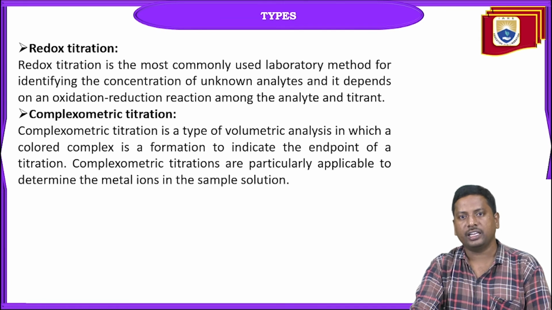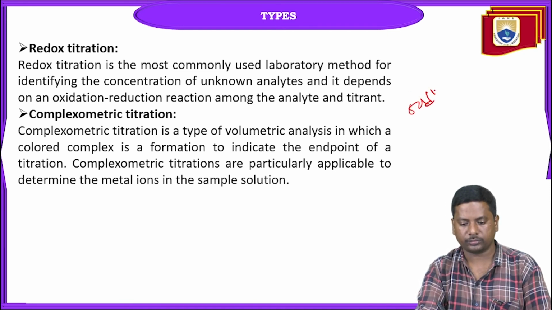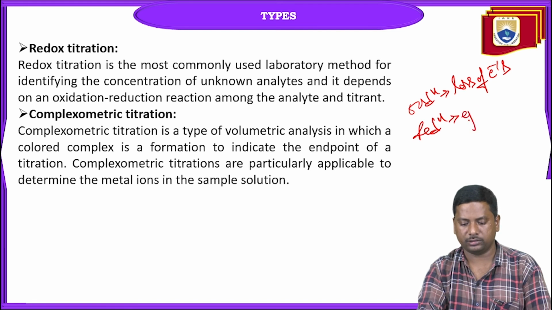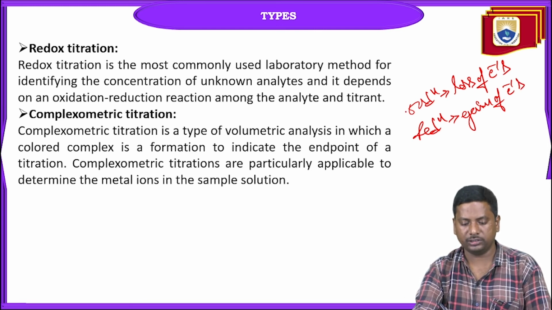And the fourth one is the redox titration. Redox titration means the reaction simultaneously involves both oxidation and reduction reactions. Redox titration is most commonly used as a laboratory method for identifying the concentration of unknown analytes, and it depends upon an oxidation-reduction reaction between the analyte and titrant. So oxidation means loss of electrons, and reduction means gain of electrons. Finally, the electron moves from oxidation to reduction.